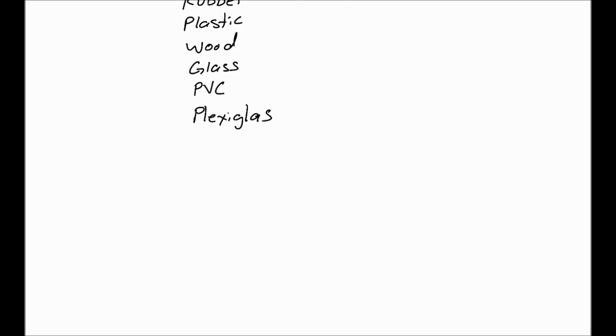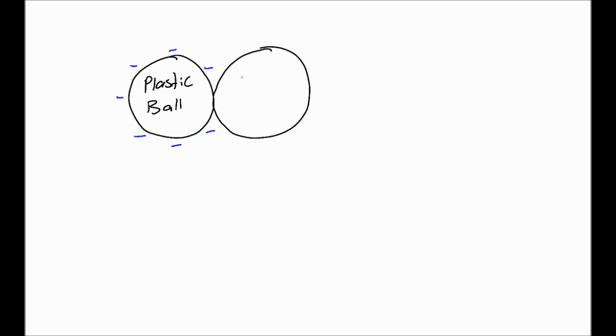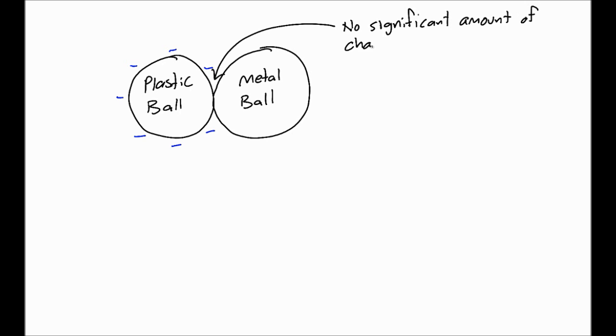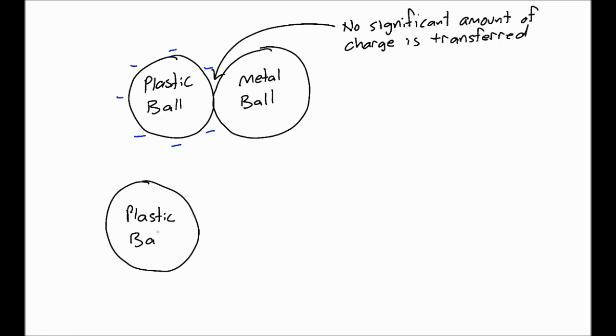For instance, say I have a negatively charged plastic ball, and it comes in contact with a neutral metal ball. So at this point of contact, no significant charge is transferred, because the plastic ball is an insulator and the charges can't flow across that plastic ball to get to the metal ball. And so after the objects are separated, you basically wind up with what you started with, a negatively charged plastic ball and a neutral metal ball.